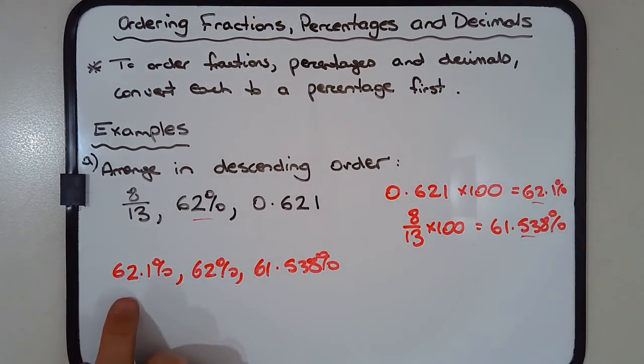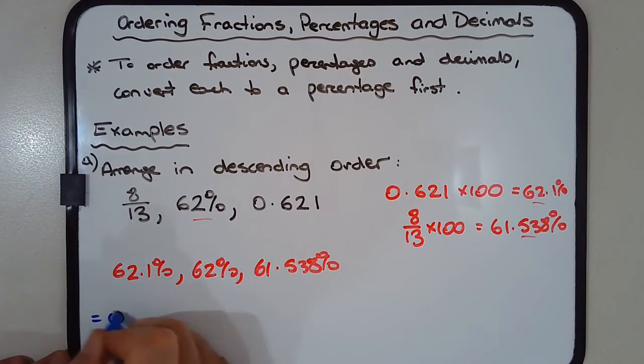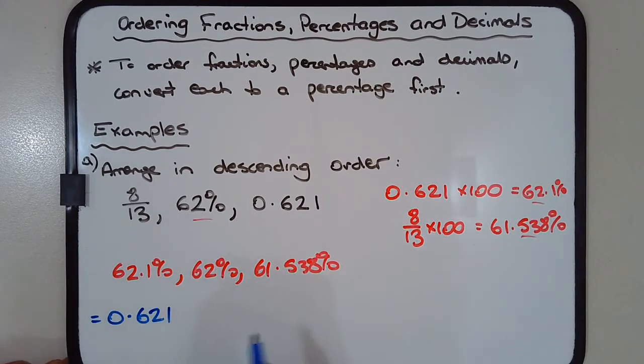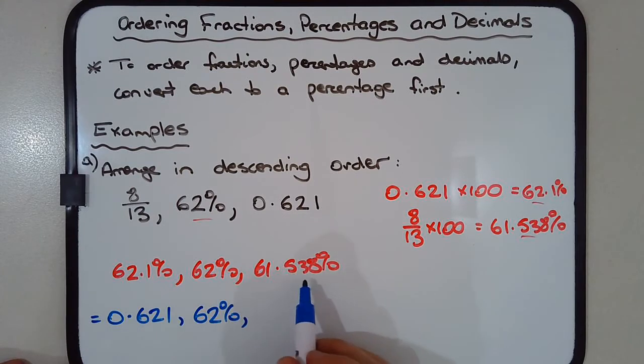So 62.1% corresponds to 0.621. 62% just stays as 62% because that was the form of the original number. And 61.538% corresponds to the 8 on 13. And there we are. These three numbers arranged in descending order from largest to smallest.